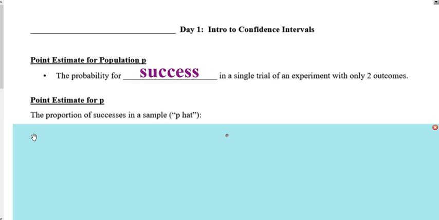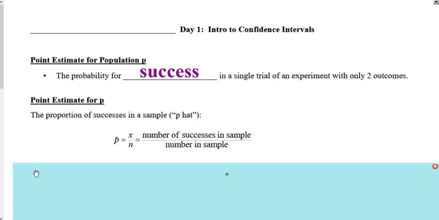That little triangle on top of it, you remember us referring to it as P hat before. The proportion of successes is P hat. So think about this as a test. You have a test. P hat is how many you got right on the test. And then you turn it into a percentage. So if you got 34 out of 35 on the quiz, you turn it into a percentage. That's your P hat.